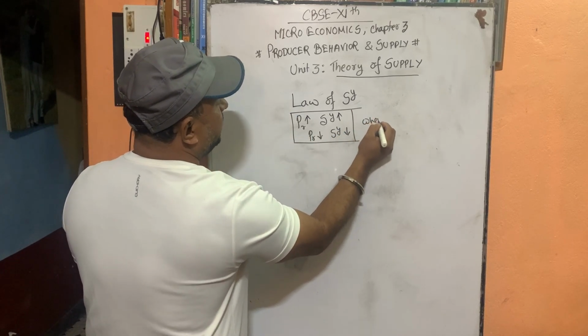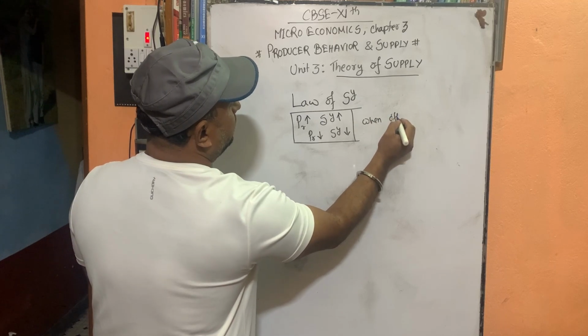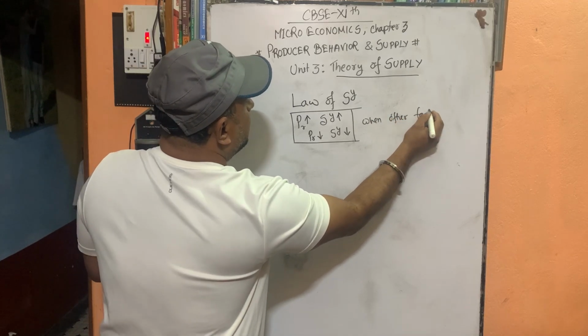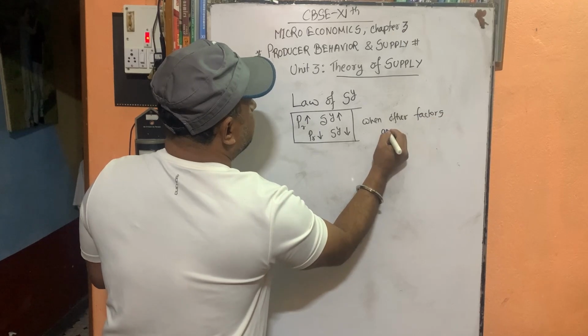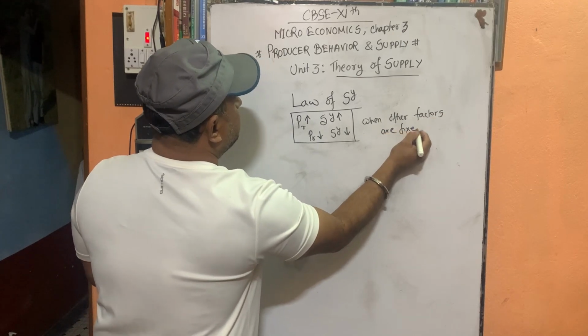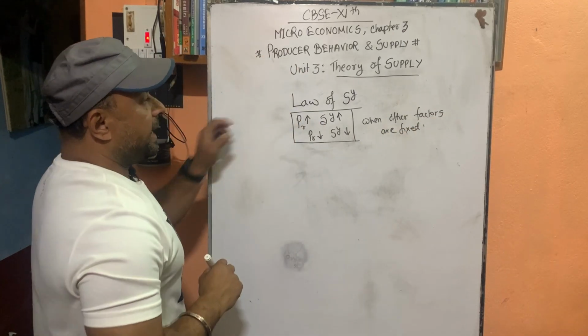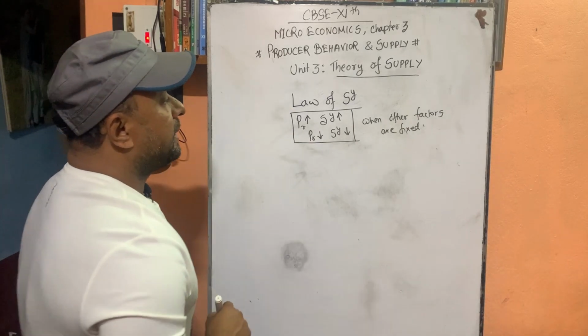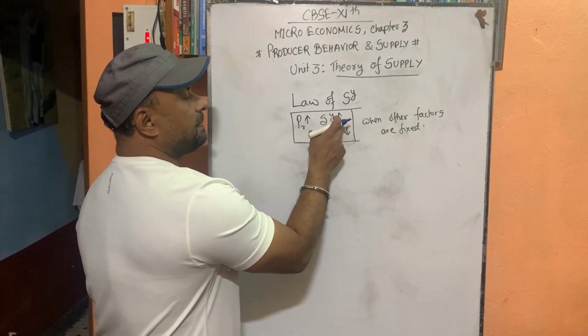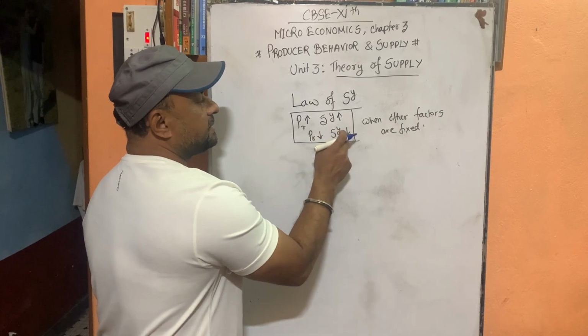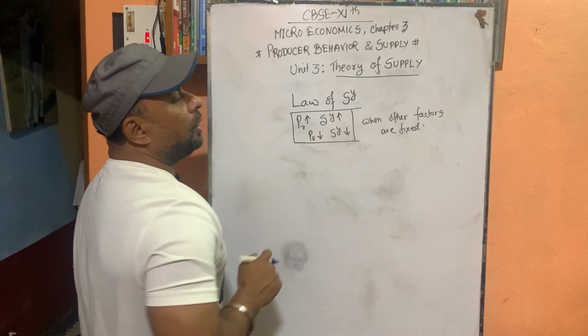When other factors are fixed. This is the law of supply. Other factors means except price, all the other factors are fixed. At that time, if the price increases, supply also will rise. If price decreases, supply also will fall. This is the law of supply.